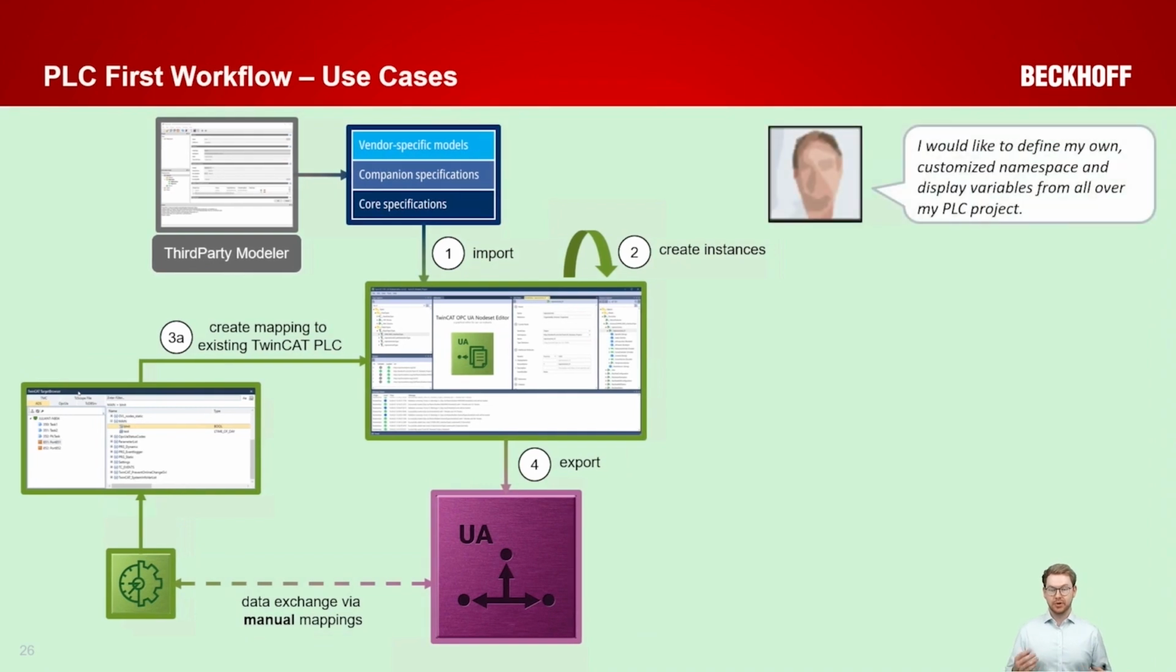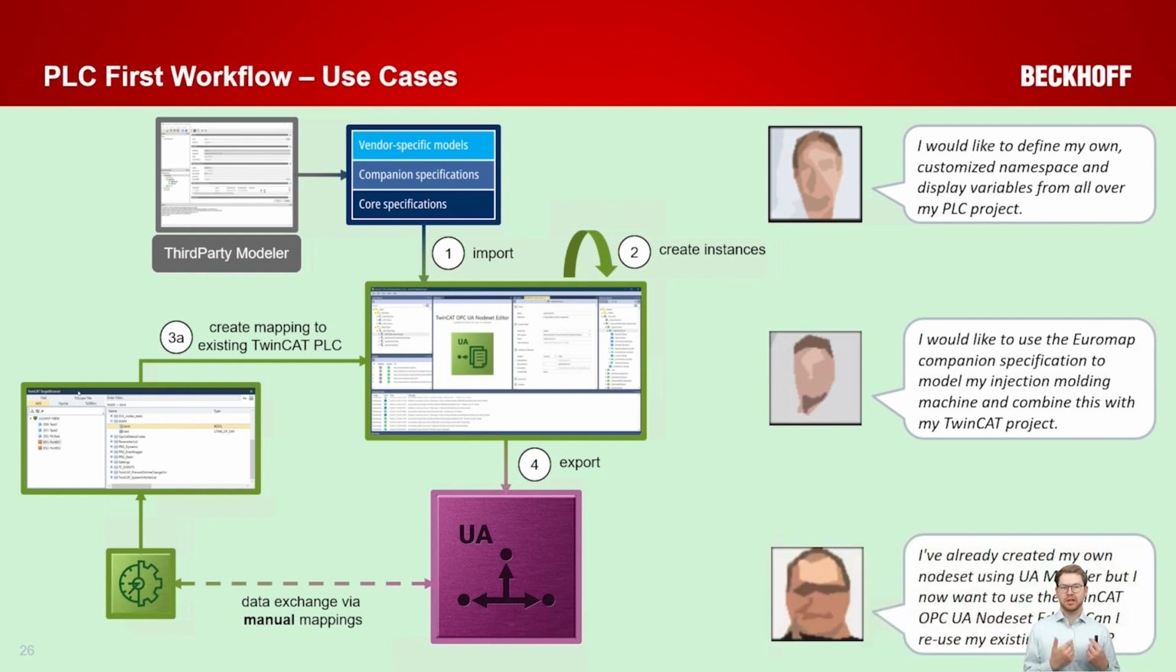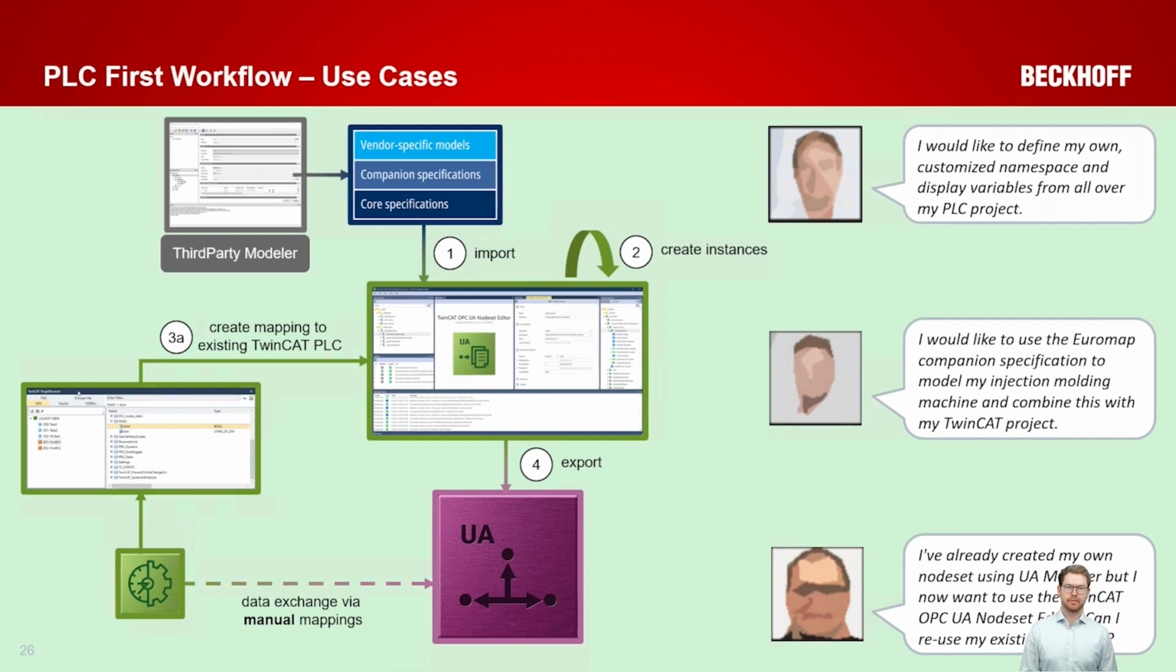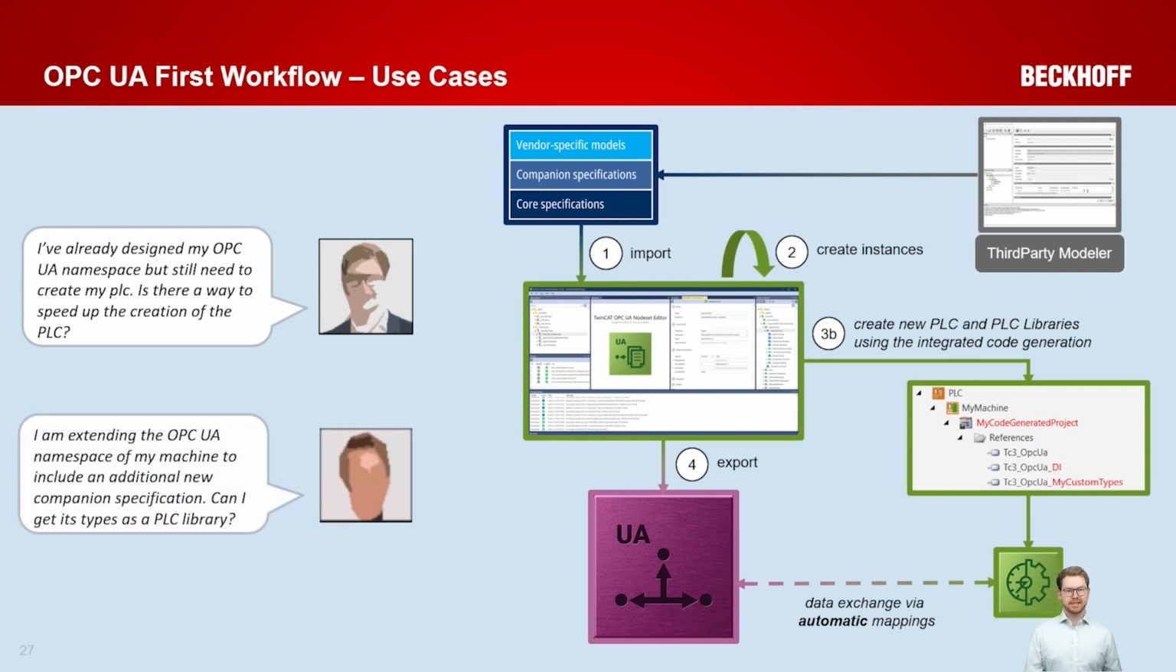But first, a few use cases for when you want to use this. For example, when you want to customize your own namespace without any specification, when you want to make your own standardized namespace using a companion specification like plastics rubber, or if you want to reuse existing node sets with TwinCAT from another modeler. For the OPC UA first workflow in the future, we see use cases like generating a PLC project with instances based on an OPC UA namespace, or generating a PLC library for the types based on OPC UA namespaces to work with them in your PLC.